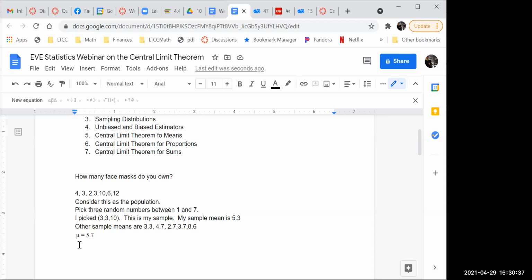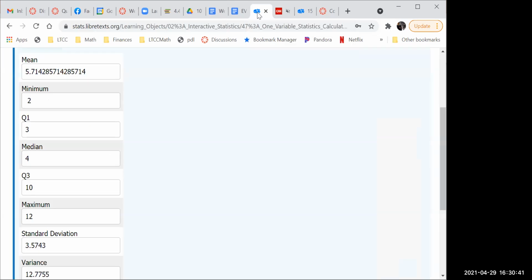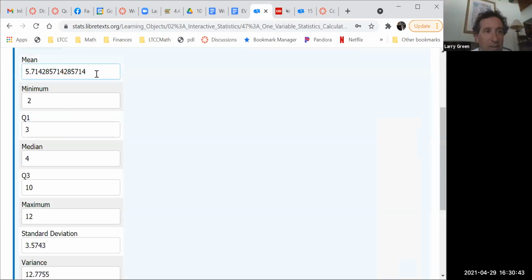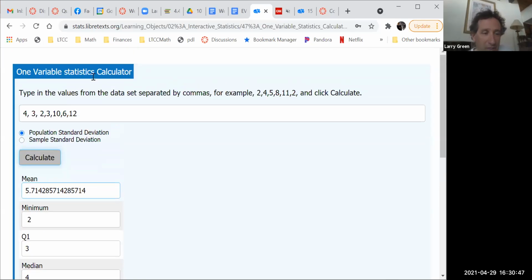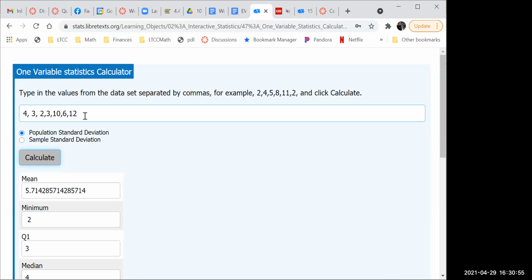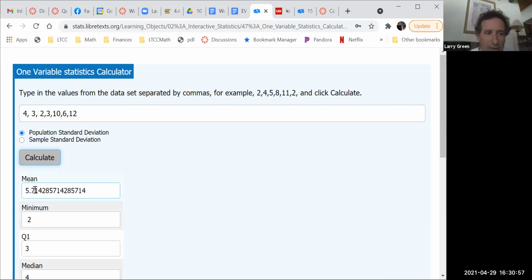Wait, how did you get mu for this one? I went to the calculator, and that was the mean of all the numbers. Do you see? I put all the numbers in, and I hit calculate, and it gave me the mean. Does that make sense? Nothing too fancy. I just found the mean using the calculator, and that's the mean of all the numbers, all 7 of them.